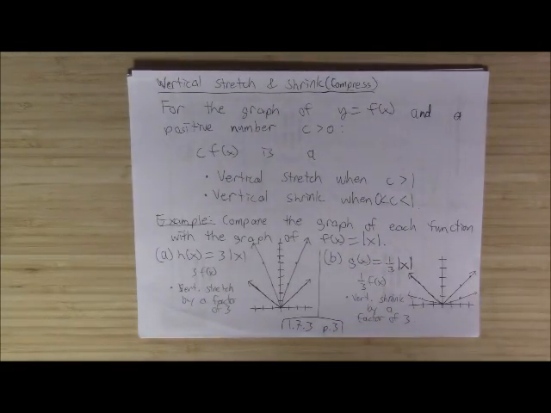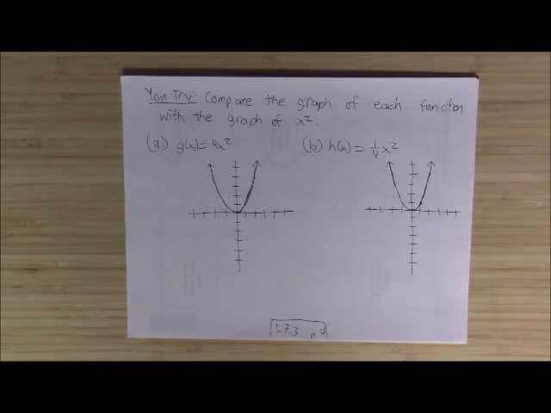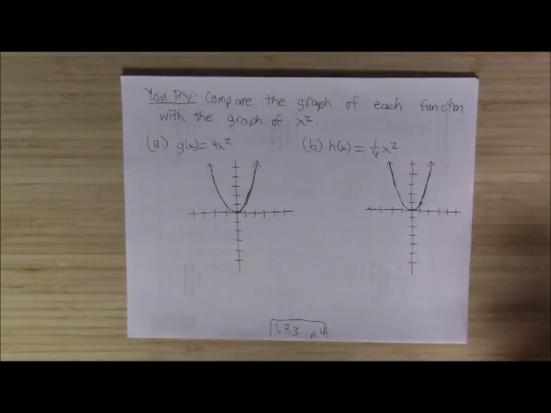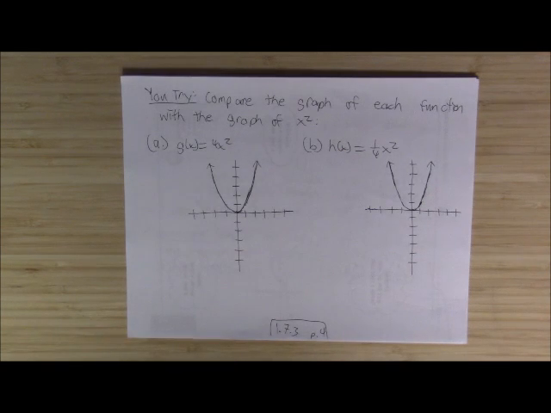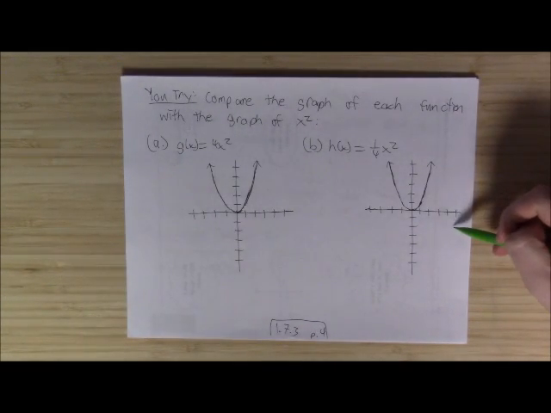Now it's time for you to try an example, so go ahead and compare the following 2 graphs to the graph of x squared. So I graphed x squared here, and go ahead and try graphing g of x equals 4x squared and h of x equals 1/4 x squared. On the count of 3, I'll reveal the solution.